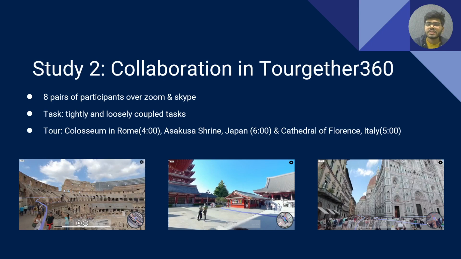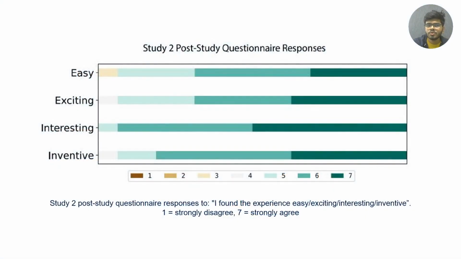We conducted the second study with 8 pairs of participants over Zoom and Skype, in which participants completed tightly and loosely collaborative tasks such as finding the entrance of a building or agreeing on a point to take a photograph together from. We used videos of 3 popular tourist locations for these tasks. The user response to Tourgether was mostly positive, with most participants agreeing that it was an easy, exciting, interesting, and an inventive experience.